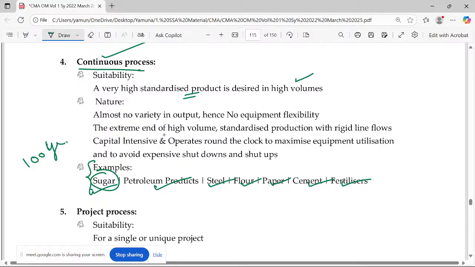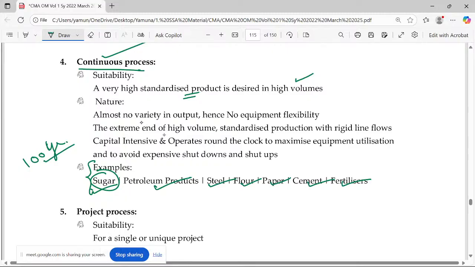Night and day, what they do, the same process. All the 365 days, all the 366 days, the same process. All over the years of the company, the same process. That's why it's sugar, petroleum, steel. See, we're not talking about the byproducts or the additional products. We are talking about the main product, what they do. So they do the same thing.